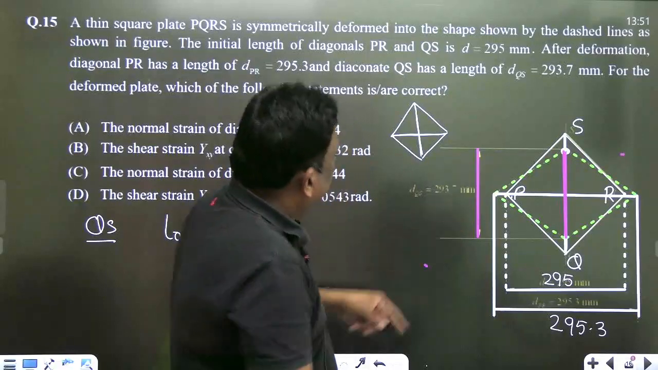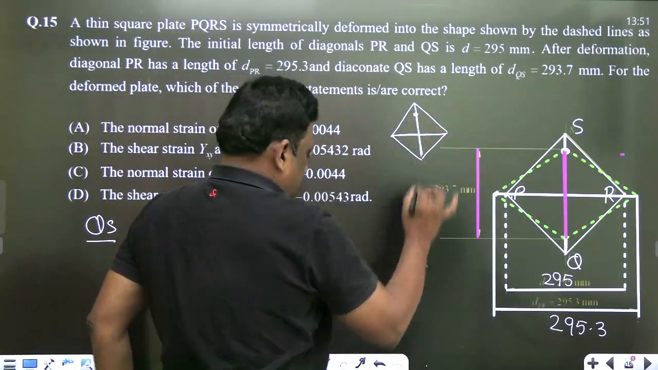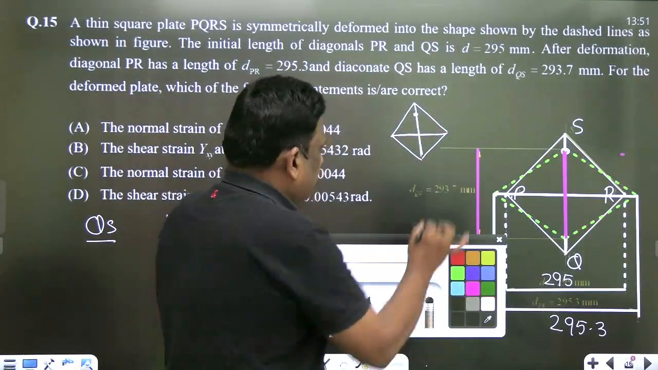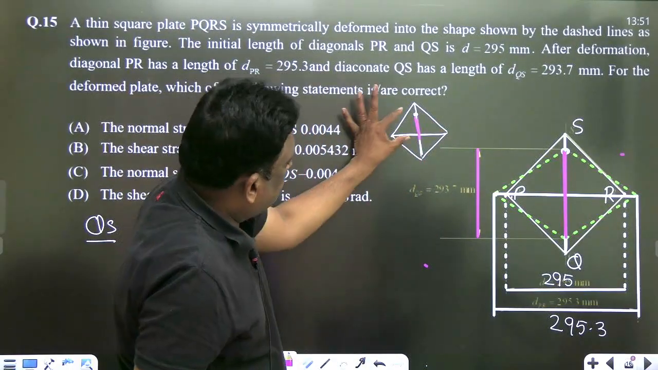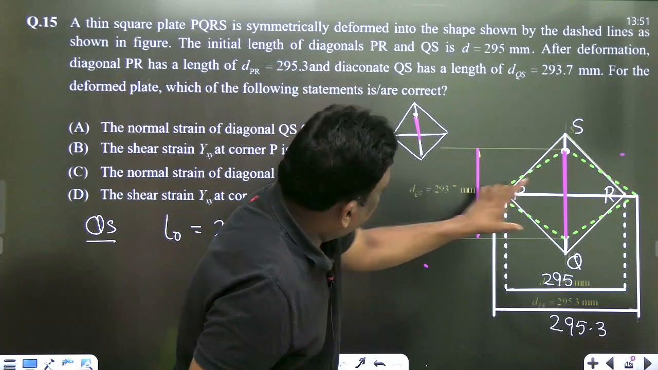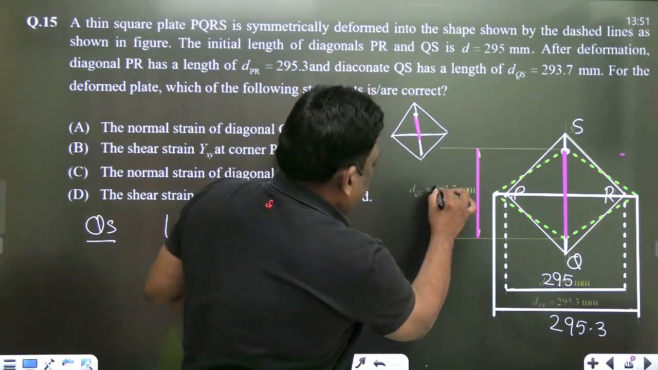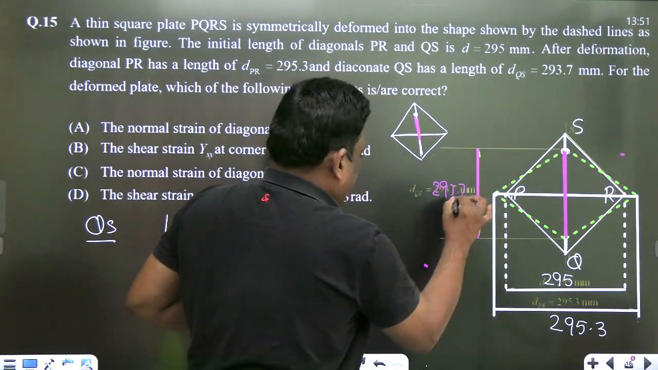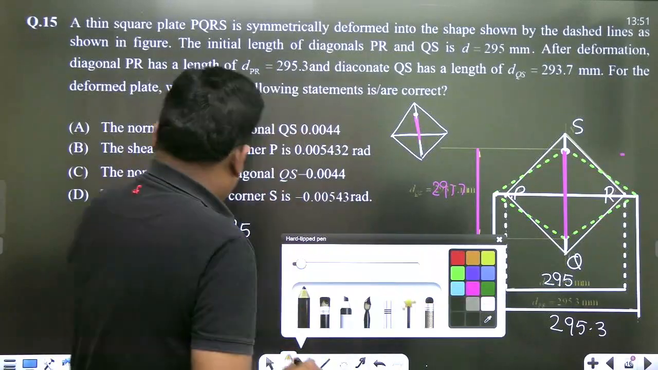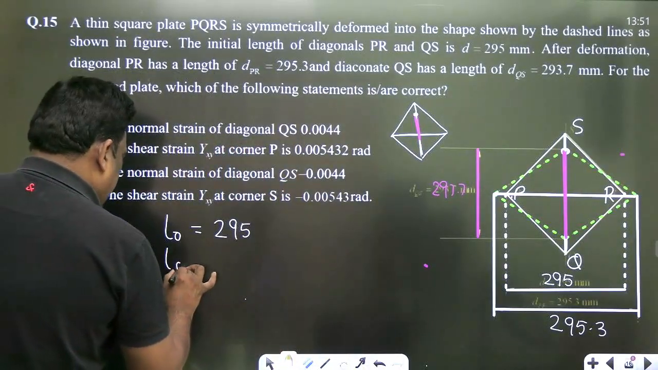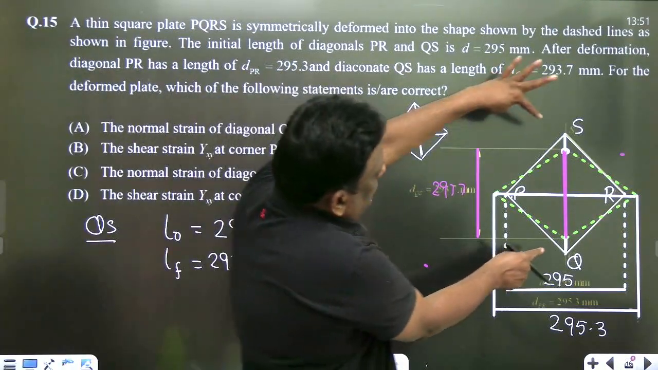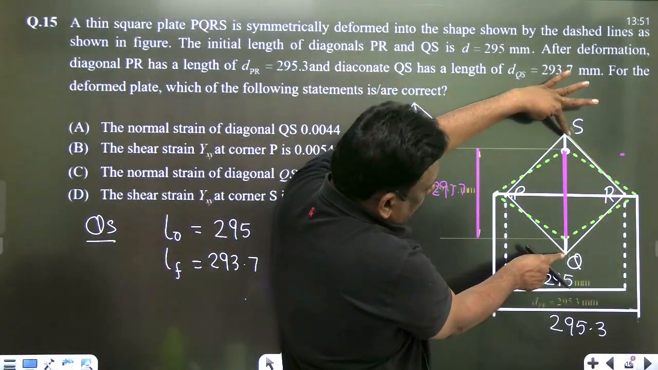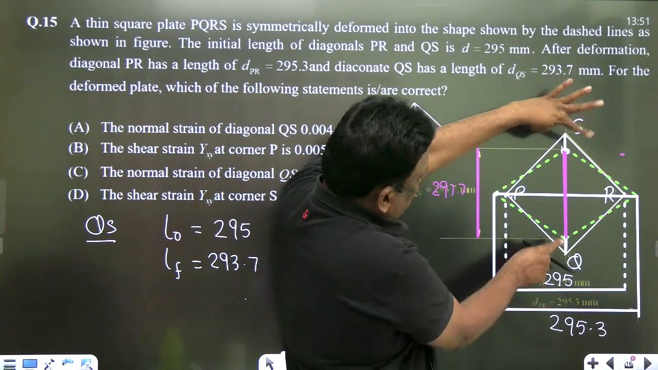Now the final diagonal has become something like this. It has become this much, sir. The final length got decreased. So the final length of the diagonal is given as 293.7. Therefore, I write the final length of the diagonal is 293.7. I repeat, sirs. The original diagonal length is 295 and the final diagonal length is 293.7.